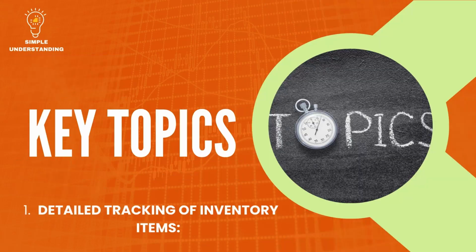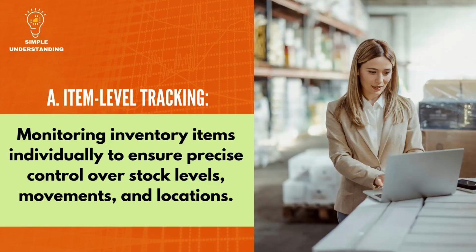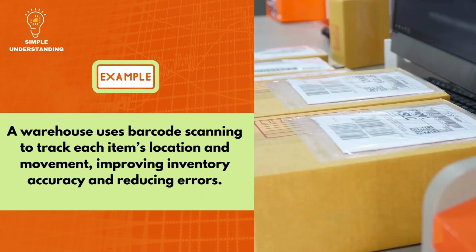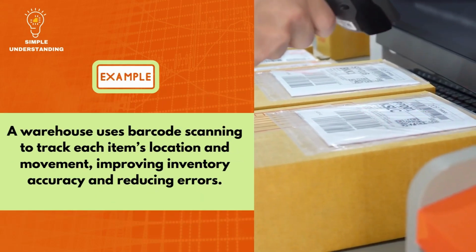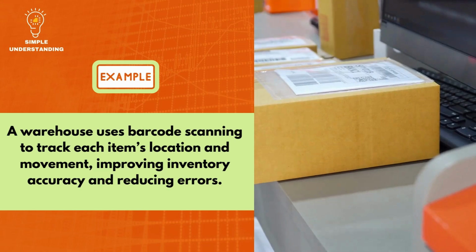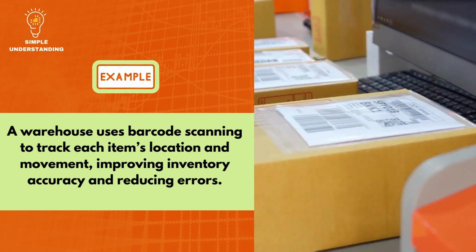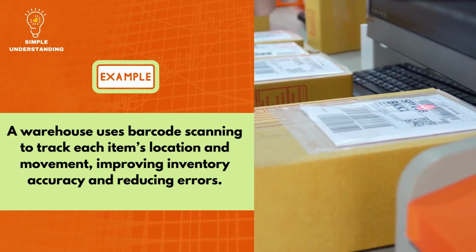Detailed tracking of inventory items. A. Item-level tracking. Monitoring inventory items individually to ensure precise control over stock levels, movements, and locations. Example. A warehouse uses barcode scanning to track each item's location and movement, improving inventory accuracy and reducing errors.